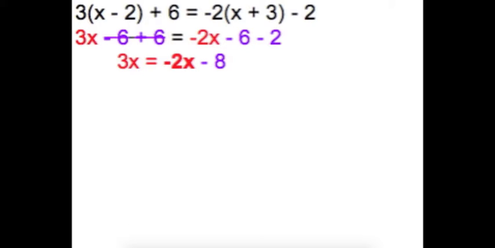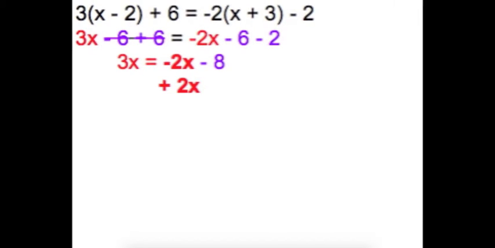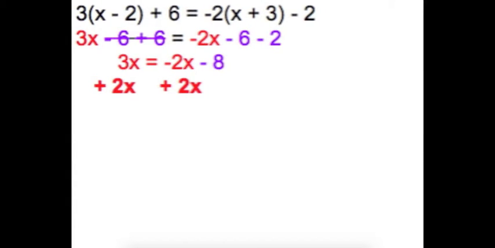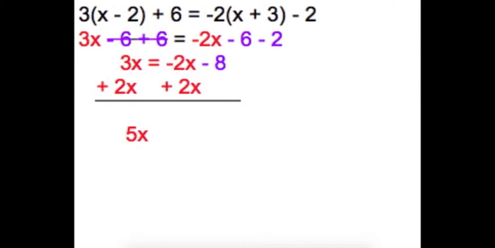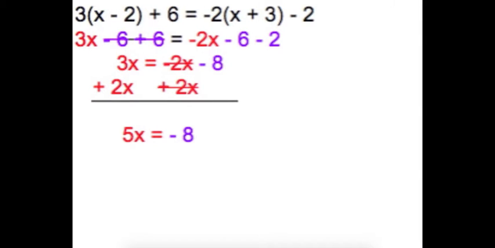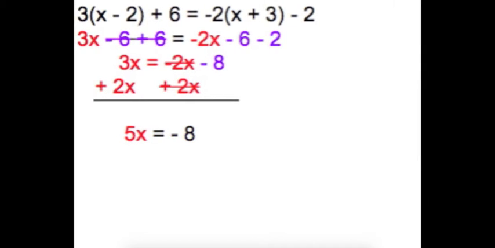At this point, we want to get all of our terms with the variable x to one side of the equation, so we are going to try to get rid of negative 2x on the right side of the equation. To do this, we can add 2x. What we do to one side of an equation, we also must do to the other side of the equation. Simplifying the left side of the equation, we have 3x plus 2x, which equals 5x. On the right side of the equation, negative 2x and positive 2x cancel one another out, leaving us just with negative 8.